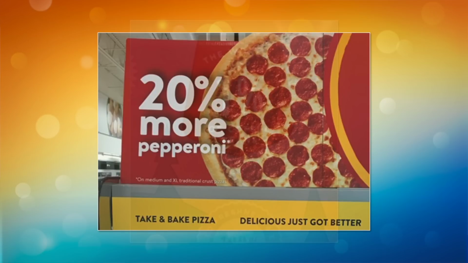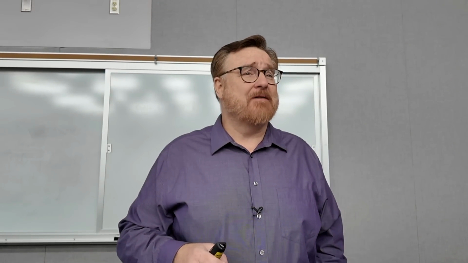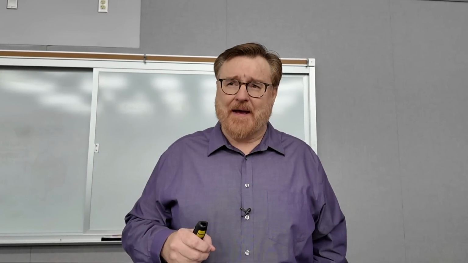Anytime you see claims that involve percent signs, you need to ask yourself, compared to what? Because 20% more has to have some kind of reference. And the reference is right there in that tiny print. Something about their other kind of pizza. 20% more pepperoni. The large print giveth, and the small print taketh away. You need to know how to evaluate this.